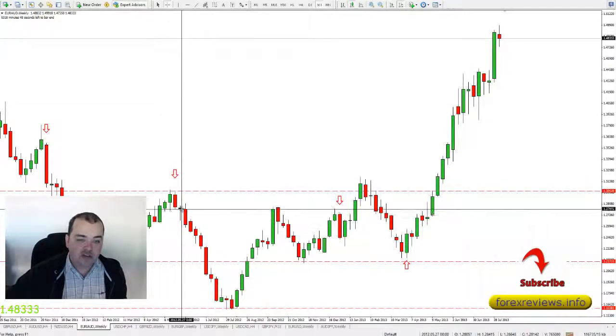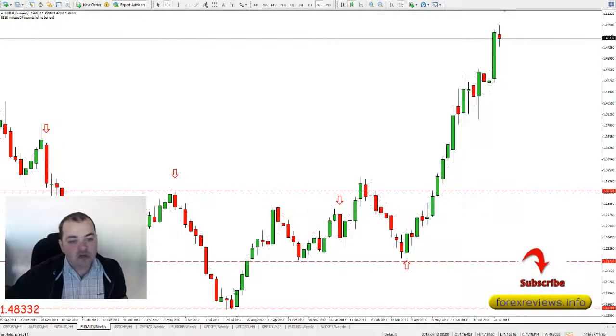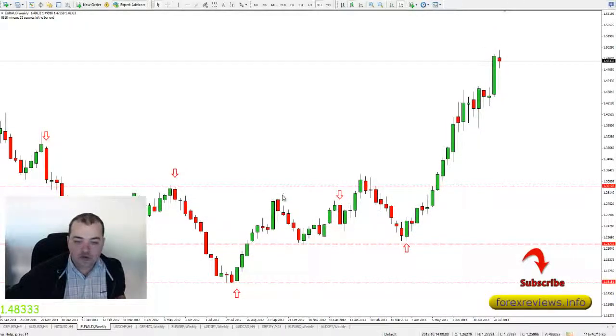Okay, so we got this move here. Let's have a look until it told you to get out. Where did it tell you to get out? About here. That's 970 pips, guys, from where it told you that there was a bear trend forming. From here, we had a bull trend.